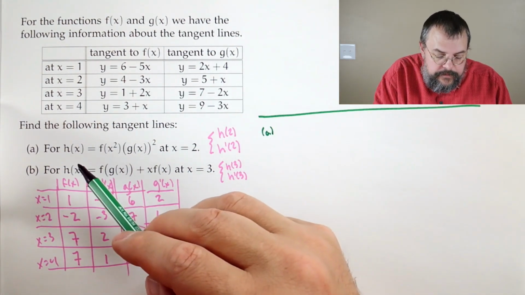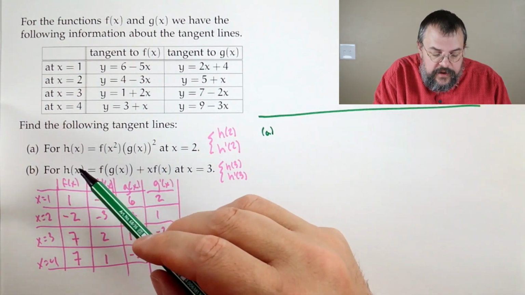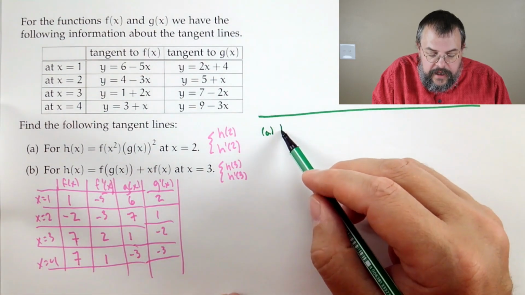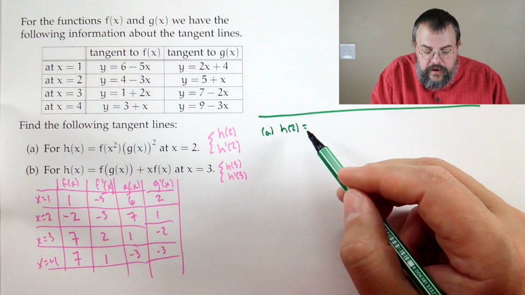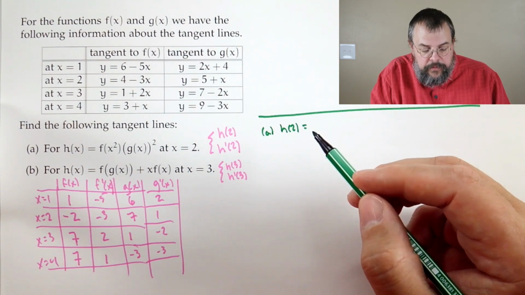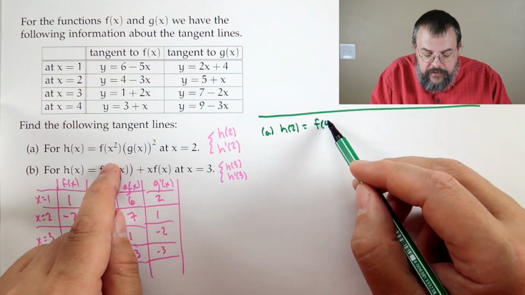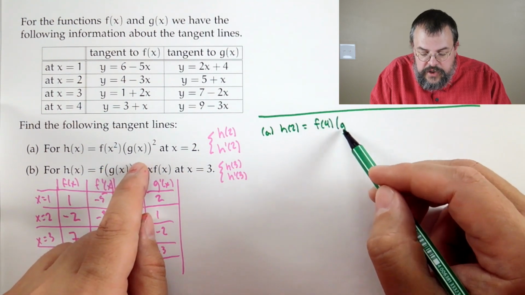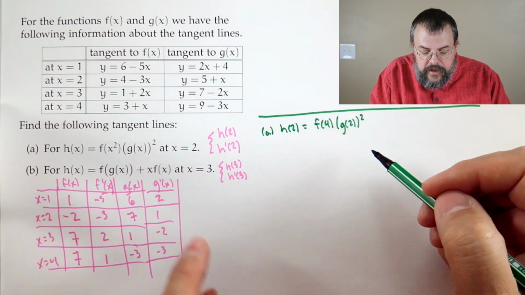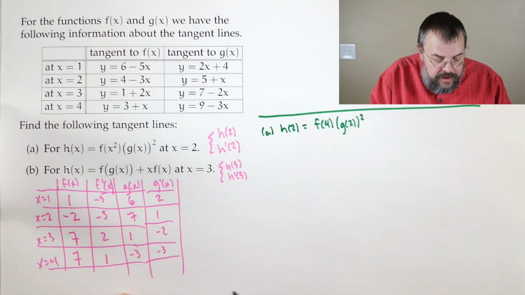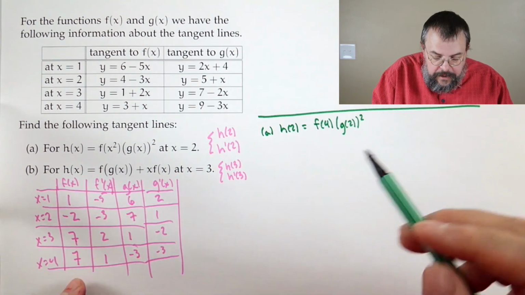All right, so first off, let's find out what h of 2 is. So we plug in x equals 2. We're going to get f of 2 squared, so that's f of 4 times g of 2 squared. So we say, well, what is f of 4? That would be 7.